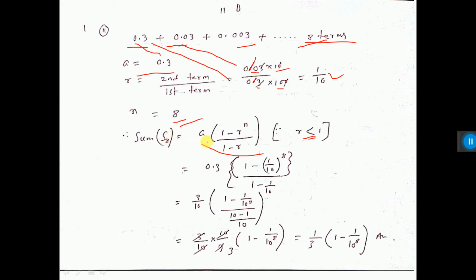Now the sum formula is a into 1 minus r to the power n by 1 minus r. Put the value of a and the value of r. Then 1 minus 1 by 10, so 10 minus 1 is 9 by 10. So 9 by 10 goes to the numerator as 10 by 9. Then do cancellation, so the answer is this.